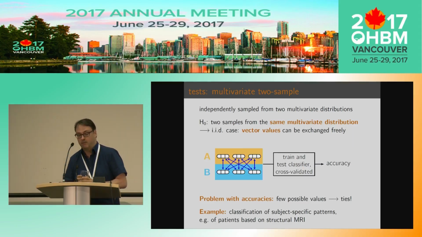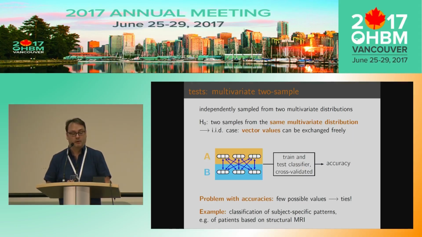So now there's a multivariate example with IID. This could, for instance, concern the classification of subject-specific patterns. So you have subjects that fall into two different groups, A and B, and you have some, let's say, structural features of their brain, and you apply the classification there. For instance, patients where you want to classify, you would distinguish between normal controls and people with a pathology based on their structural MRI.